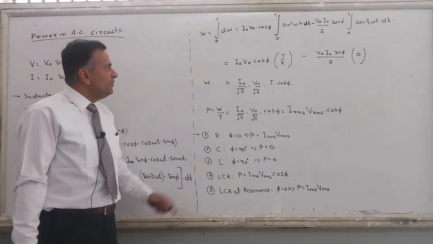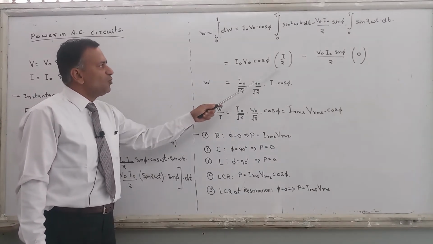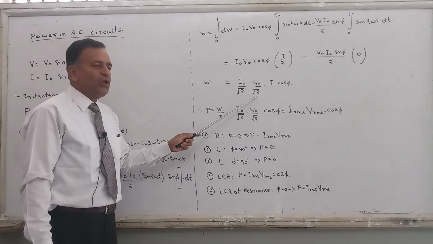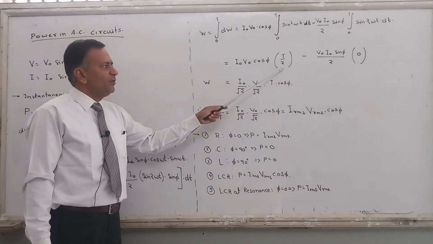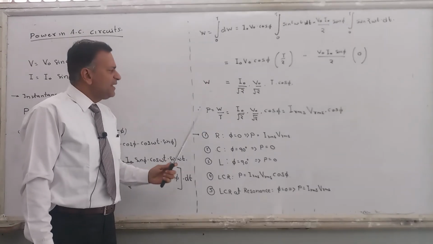We left that out. Okay, this 2 is brought outside. I wrote the 2 below, but how did I write the 2? Root 2 into root 2. What is root 2 into root 2? This will give you 2. Okay, and this is t cos phi. Right, this is the expression of work done.